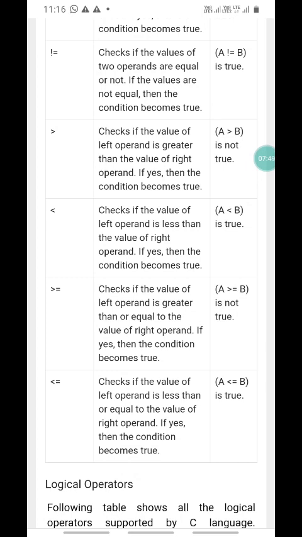Then next is the greater than or equal to operator. This is called greater than or equal to. It checks if the value of the left operand is greater than or equal to the value of the right operand. If yes, then the condition becomes true. Suppose, for example, A equals 10 is greater than or equal to B, which is 20. Is 10 greater than or equal to 20? The condition is not satisfied, which means it is not true, because 10 is not greater than or equal to B.